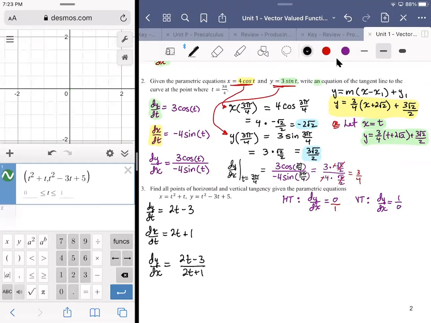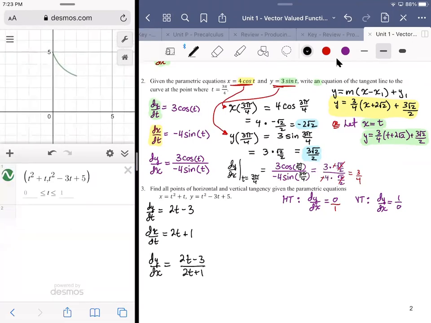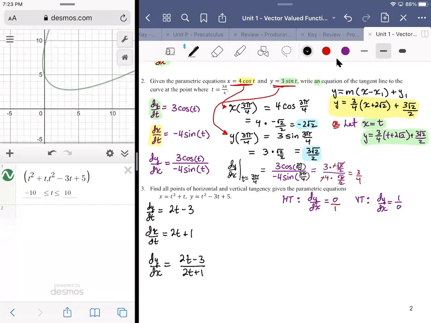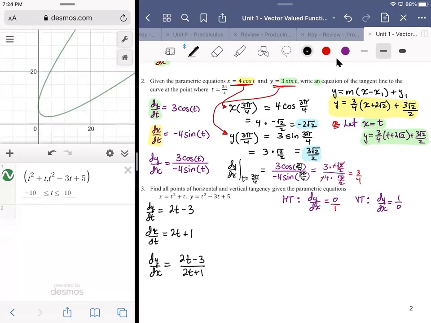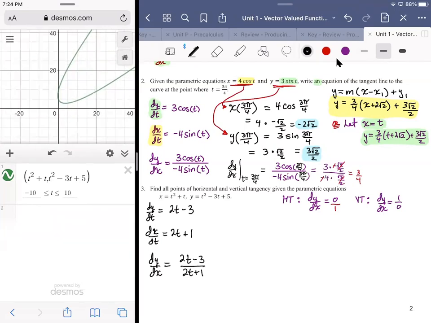Now, again, the default setting is 0 to 1. I'm looking at my picture here and I see a little fragment of a graph. I want more than just a fragment, so I'll go -10 to 10. If I need more, I'll get more. Based on what I see here, it looks like a rotated parabola, maybe with a little bit of a translation of some points along the way, but that's beside the point.